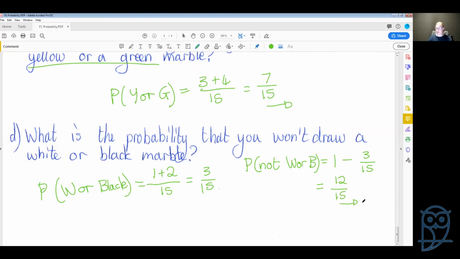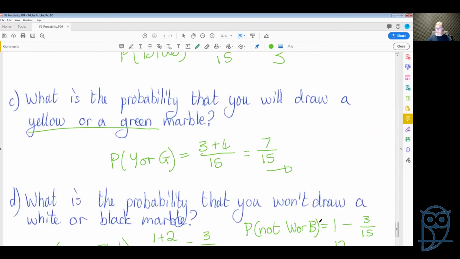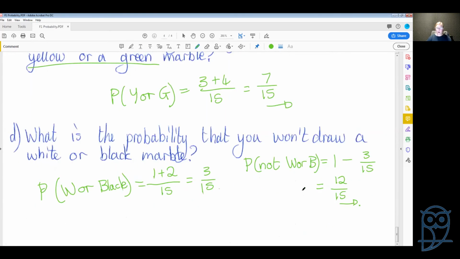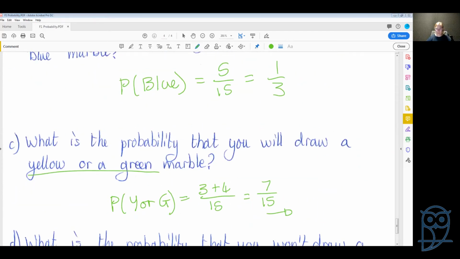Okay, so if we go look up here and we add up all of the ones that are not black or white, so we've got 3 plus 4, that gives us 7, plus 5 gives us 12. We get to the same answer. So this is essentially how you end up doing probability using all sorts of different things. There is one slight trick to this.